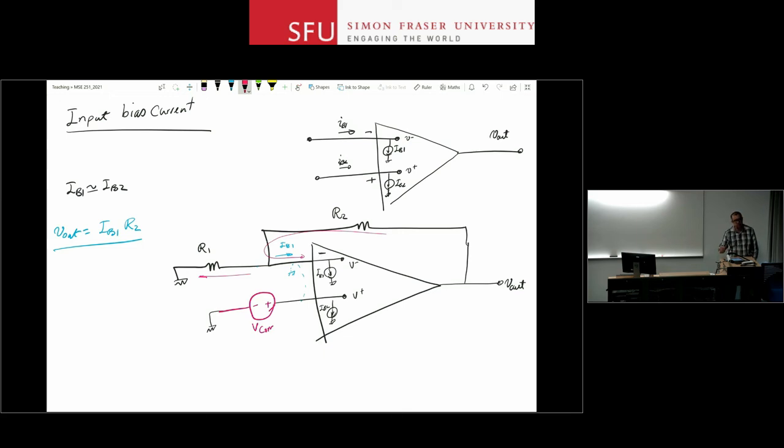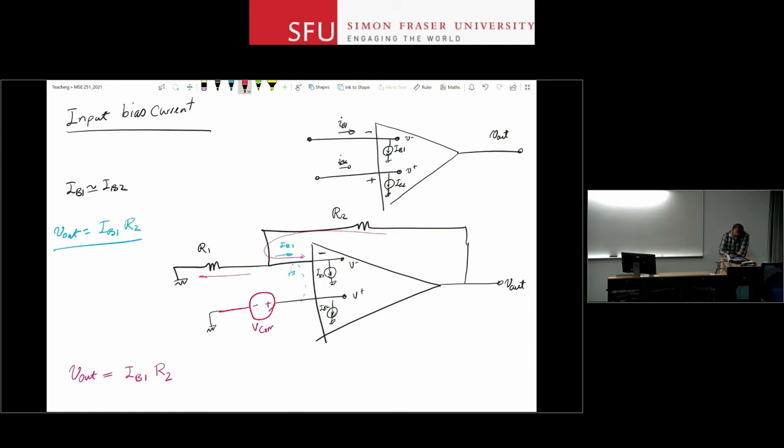So let me use superposition here and see what should be the right value for V correction to make V out 0. So V out in this case, from the expression above, I have IB1 R2. And notice IB2 doesn't matter in this case because its input is basically either grounded or put in parallel with the voltage source. So IB2 doesn't play a role.